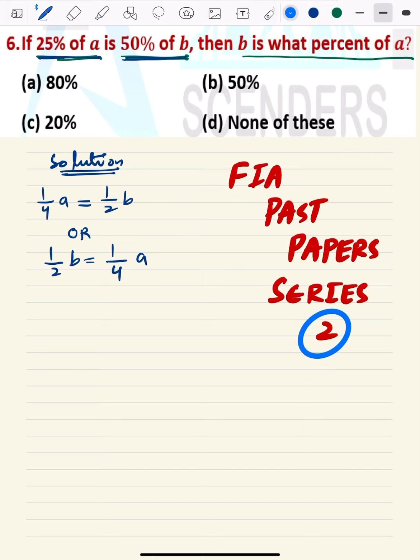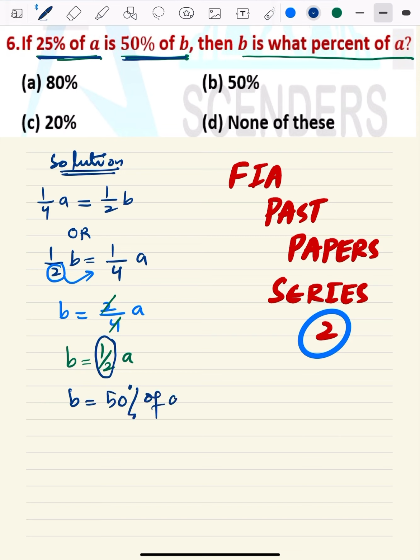Now this 2 will be shifted towards the right hand side, and then B is equal to 2 upon 4 of A. Now this 2 and 4 will be cancelled. So B would be equal to 1 upon 2 of A, or we can say that this 1 upon 2 is simply 50%, so B is equal to 50% of A. So the answer would be option B.